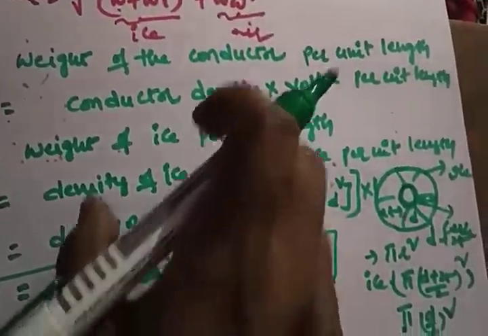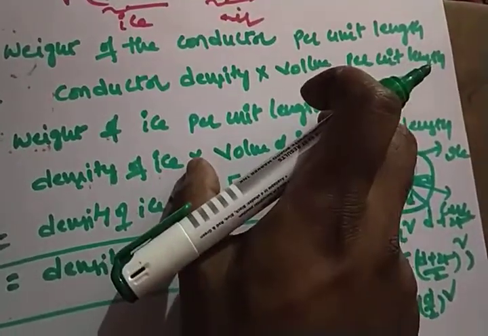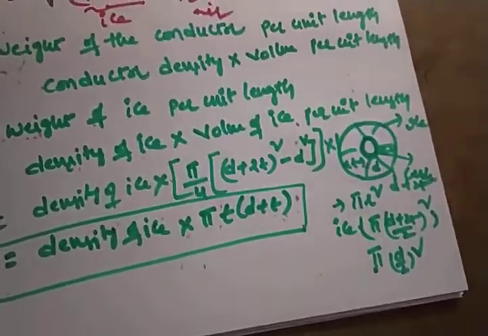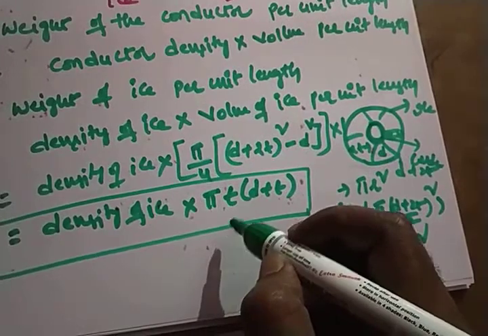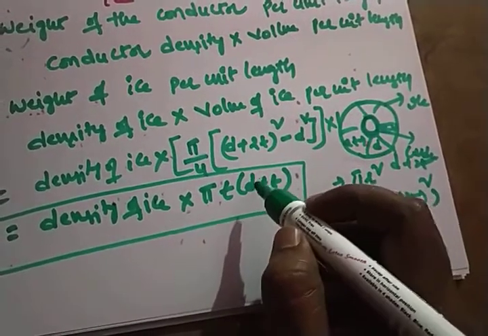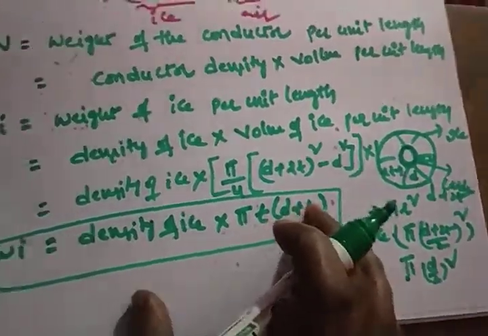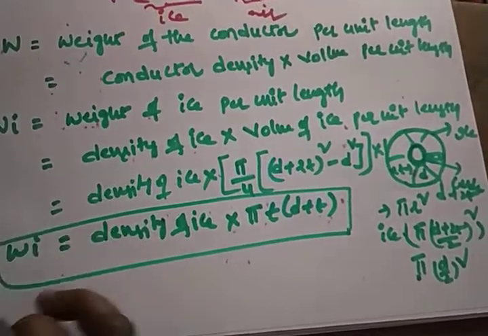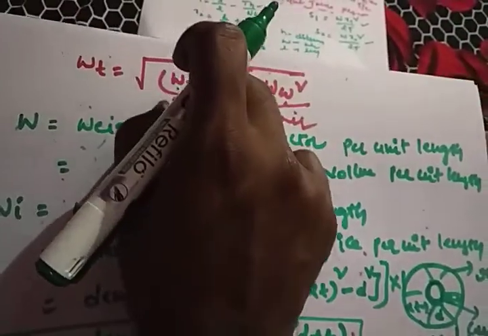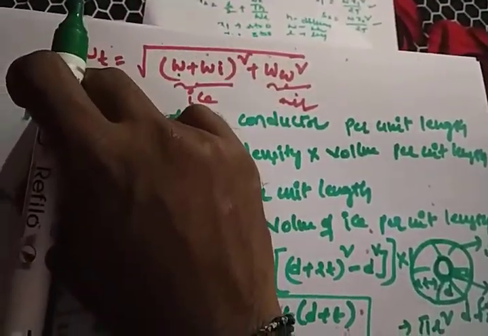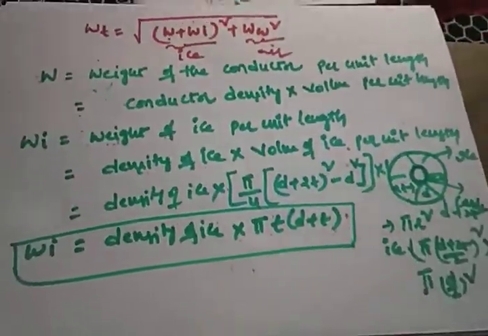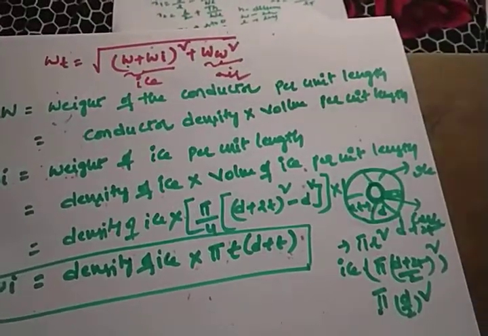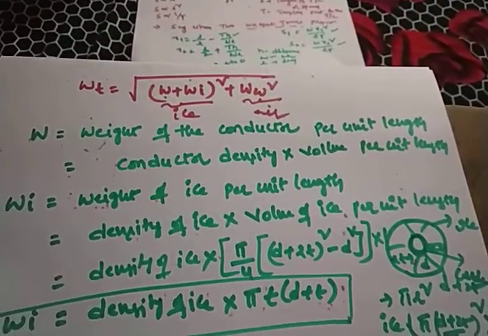If the weight of ice per unit length is directly given, you will easily calculate it. But they won't give it like this. They will give the thickness of the ice and the D value, the diameter of the conductor. With that, you have to calculate the weight of the ice. Then you substitute the weight of the ice and calculate the total weight, right? So these are the formulas for the weight of the conductor and the weight of the ice.